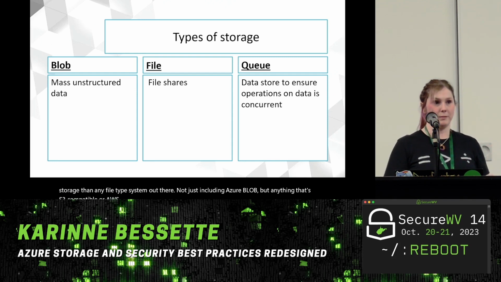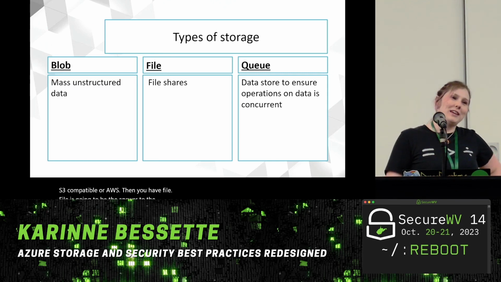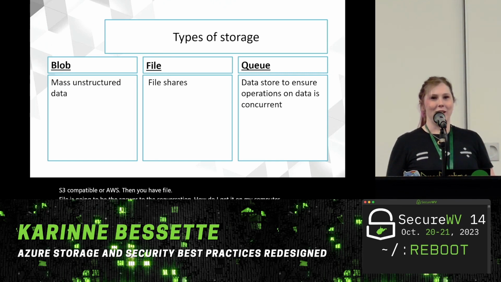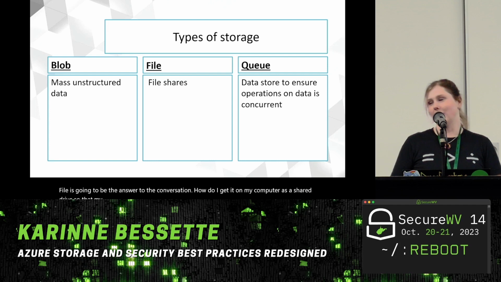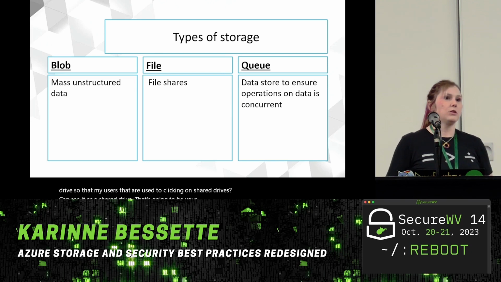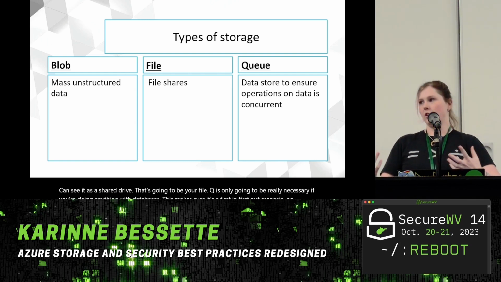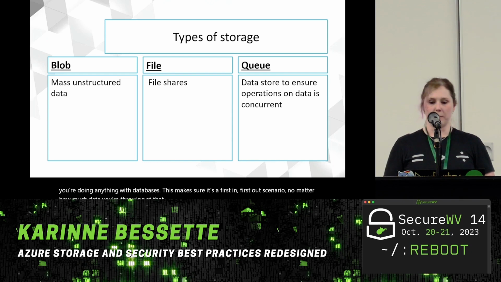Then you have File. File is going to be the answer to the conversation, how do I get it on my computer as a shared drive so that my users that are used to clicking on shared drives can see it as a shared drive? That's going to be your file. Queue is only going to be really necessary if you're doing anything with databases. This makes sure it's a first in, first out scenario, no matter how much data you're throwing at that database at the same time.